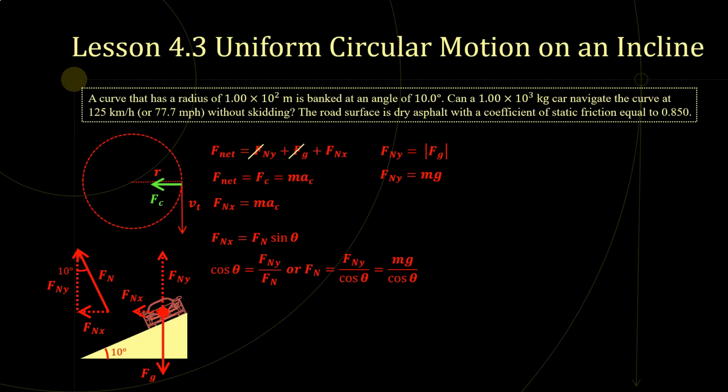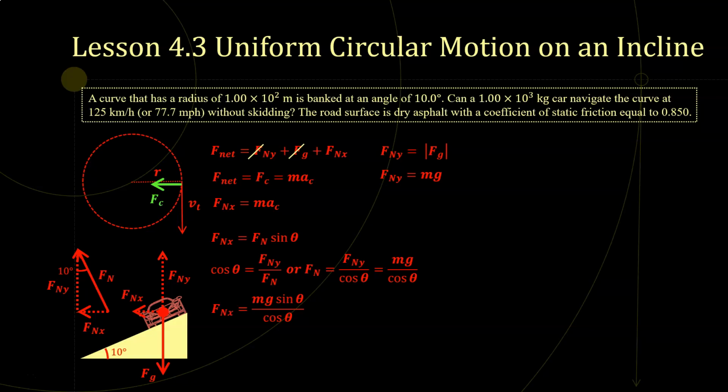I noted up above that the normal force y component is equal to mg. And now I have this expression that I can plug in for the normal force. Fn is mg over the cosine of theta. Well, let's go ahead and plug that into our previous equation we just developed. The centripetal force, remember, is the x component of the normal force, which equals the normal force times the sine of theta. But if the normal force is also mg over the cosine of theta, I can combine those to get mg sine theta over cosine theta.